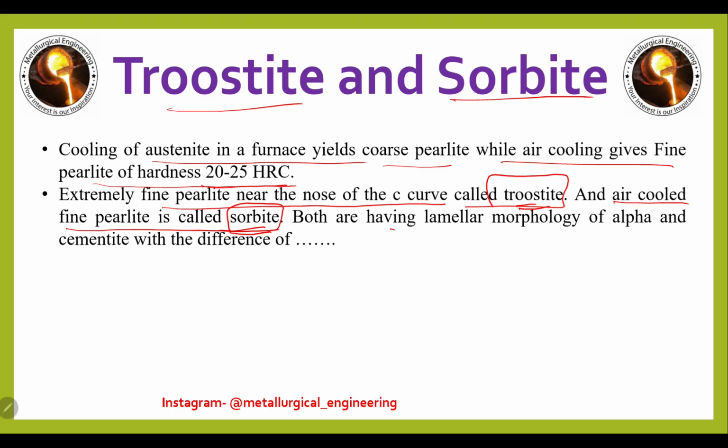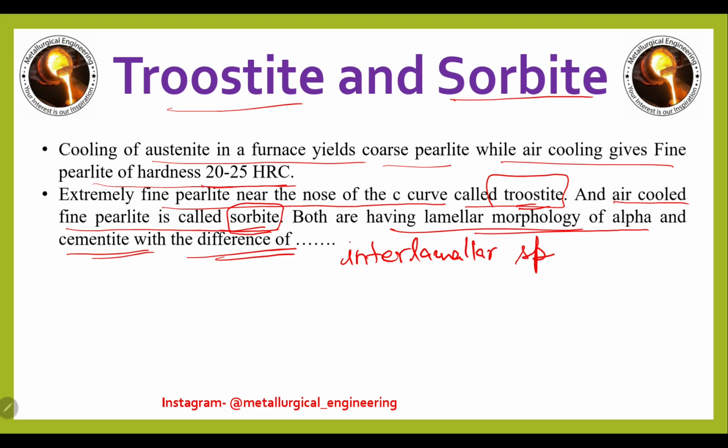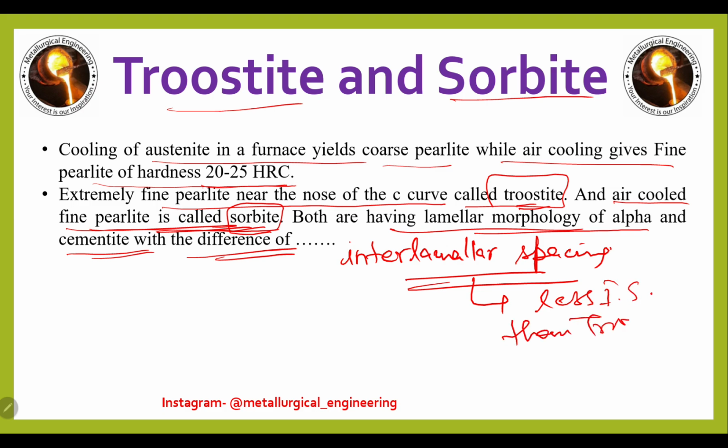Both are having lamellar morphology of alpha and cementite, with the difference of interlamellar spacing. So this troostite has less interlamellar spacing than sorbite, as it forms earlier, and this sorbite forms later on. So this is the basic difference between troostite and sorbite.